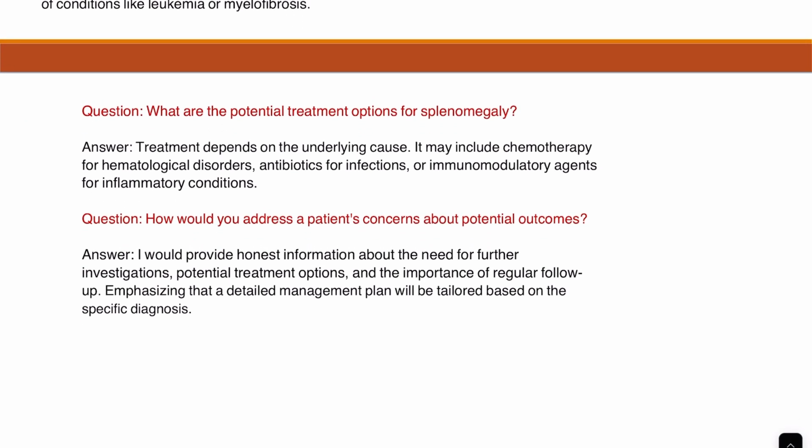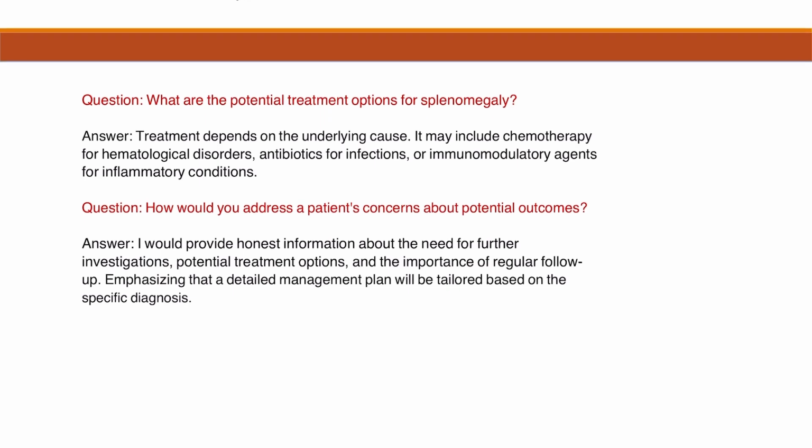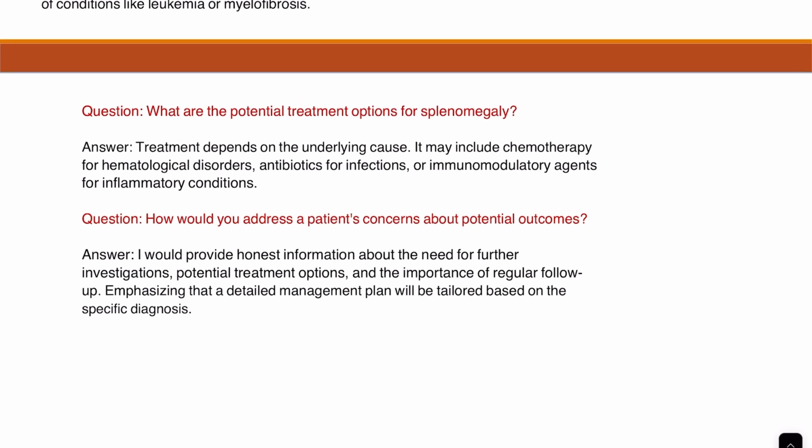What are the potential treatment options for splenomegaly? Treatment depends on the underlying cause. It may include chemotherapy for hematological disorders, antibiotics for infection, or immunomodulatory agents for inflammatory conditions. How do you address a patient's concern about potential outcome? So I would provide honest information about the need for further investigations, potential treatment options, and the importance of regular follow-up, emphasizing that a detailed management plan will be tailored based on specific diagnosis.